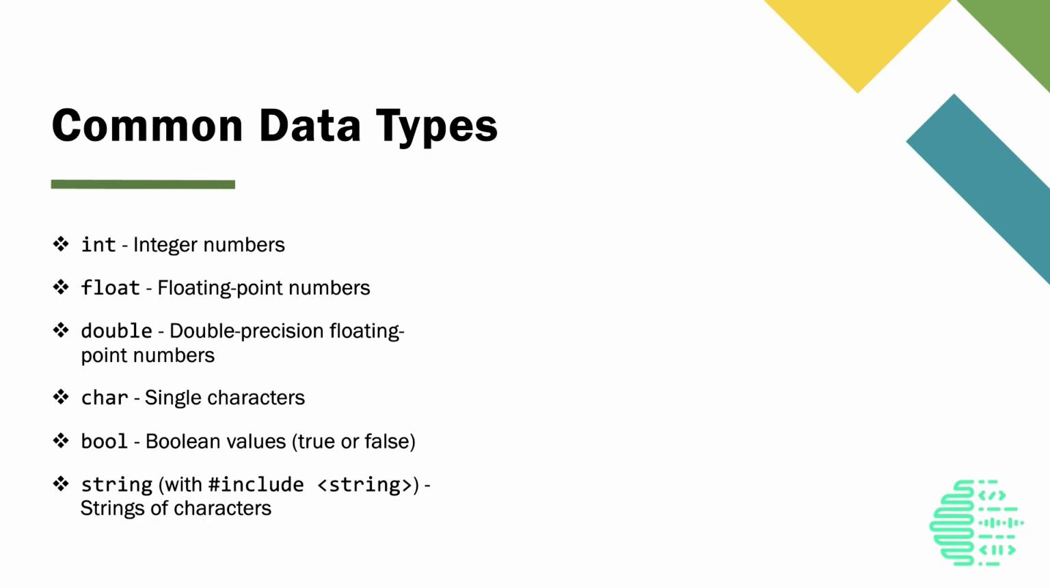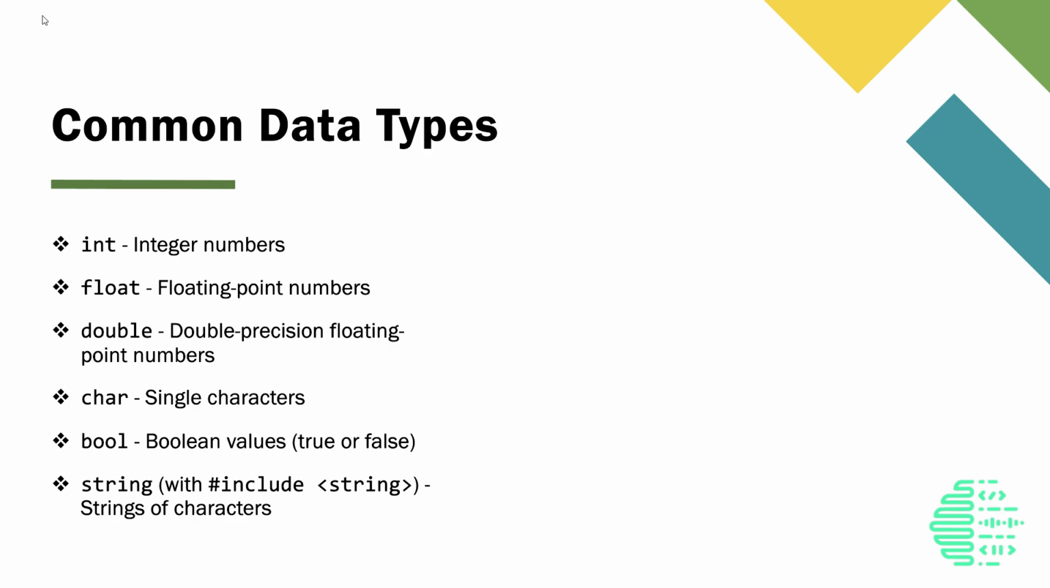First one is int, which is used for integer numbers. The next is float for floating point numbers. And the next is double for double precision floating point numbers. After that comes char, which is used for single characters. Then comes bool, for boolean values, which are true or false. And the last one is string, which is used for strings of characters. Let's see how to declare and initialize variables in C++.